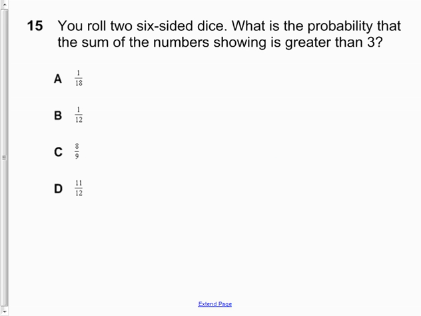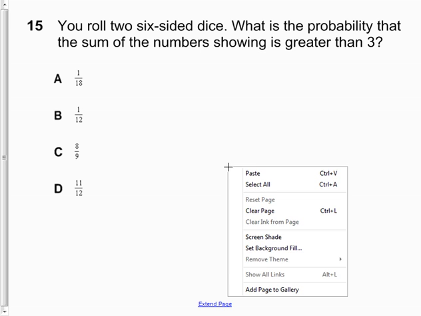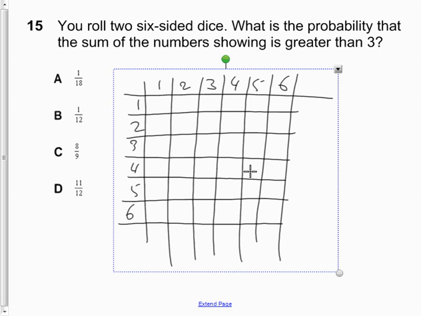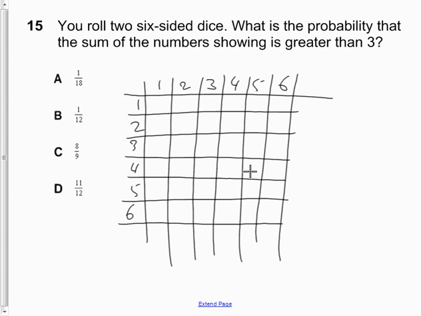Question 15, you roll 2 6-sided dice. What is the probability that the sum of the numbers showing is greater than 3? So again, I need to use this wonderful table here. So what is the probability that I have a sum greater than 3? So I have to add these together.